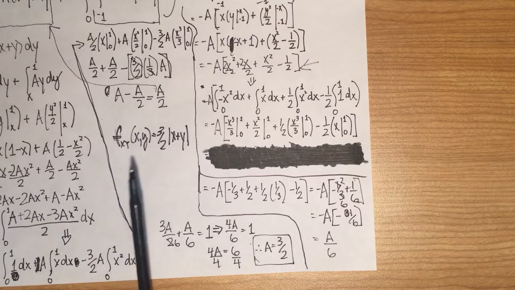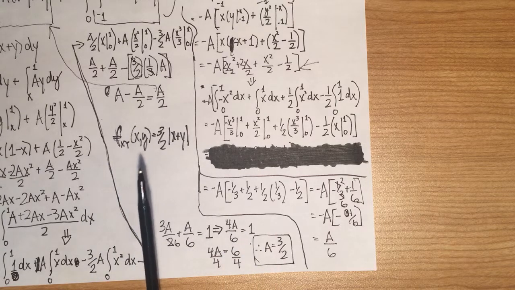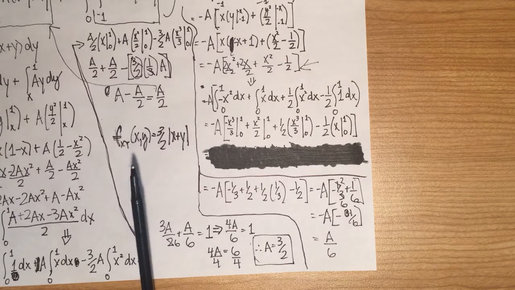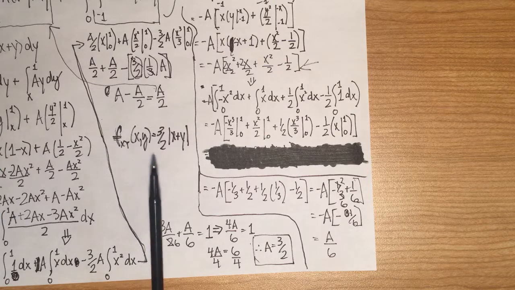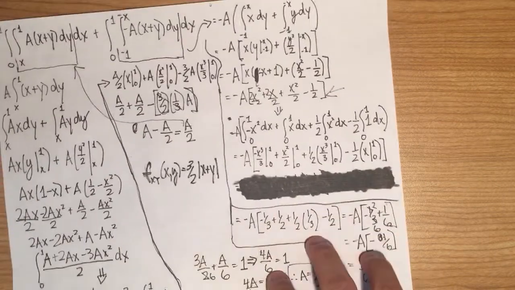And here's my final answer: f of x comma y equals 3/2 times the absolute value of the quantity x plus y. Okay, now here comes a really tricky part.